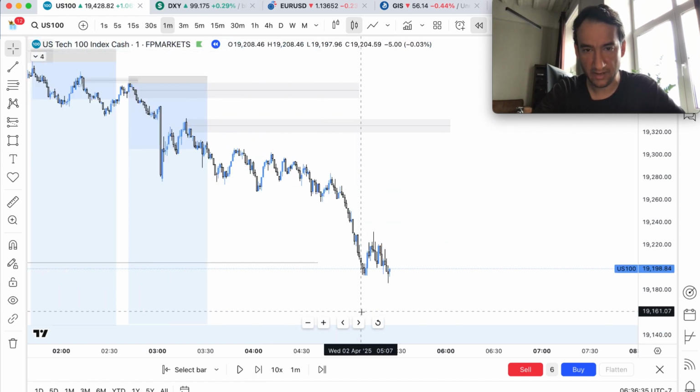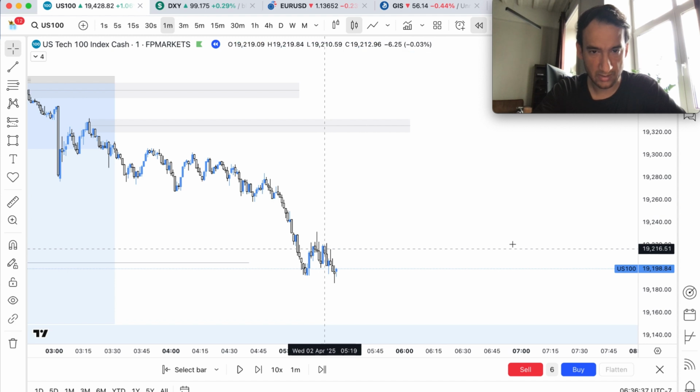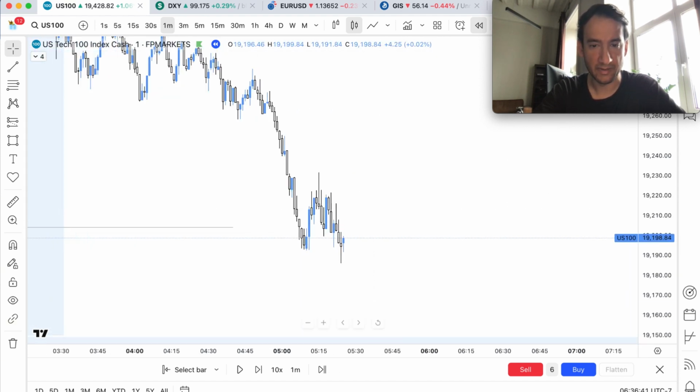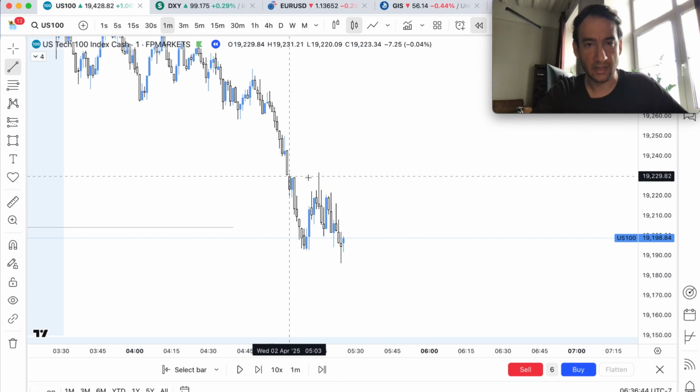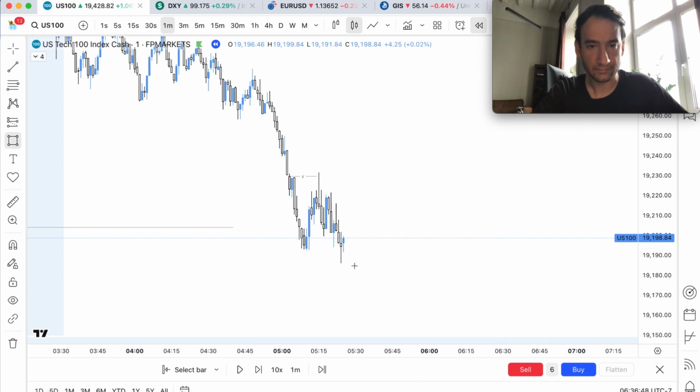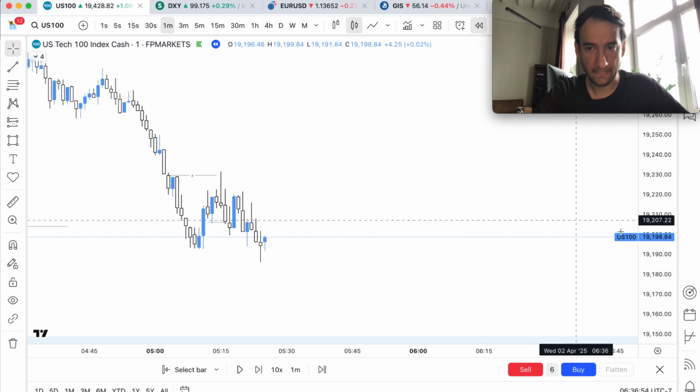Okay, we do have another sweep. There's your flip there. This would have been a nice one. I kind of went a bit too fast, but this would have been a nice area to continue from. Here's your sweep of liquidity right there. We also have a chalk right here. Let me zoom in here.